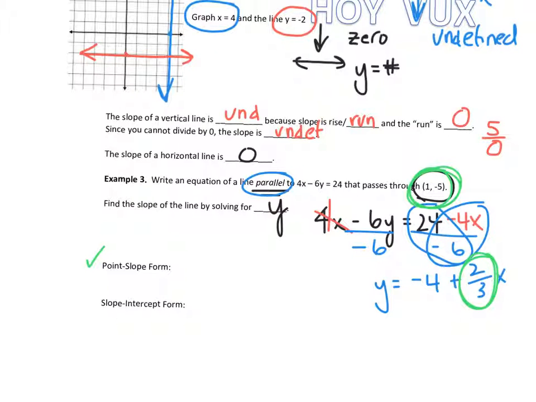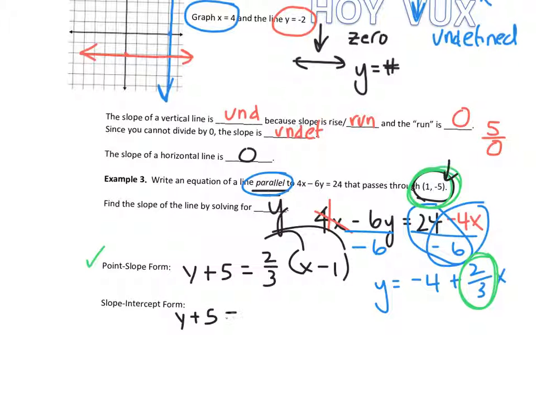In point slope form, it's going to be y plus 5, because remember it's opposite, equals the slope. The slope is the same because it's parallel, and then x minus 1. To write that in slope-intercept form, I'm going to solve for y. So it's y plus 5 equals 2/3 x minus 2/3, and then I'm going to subtract 5. So my equation is going to be y equals 2/3 x minus 5 2/3, because negative 2/3 and negative 5 is negative 5 2/3.